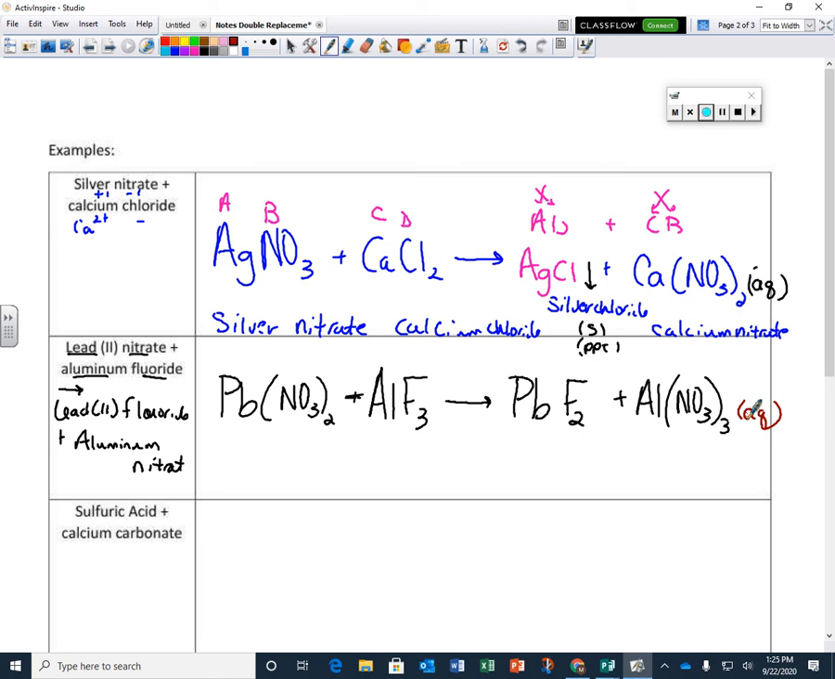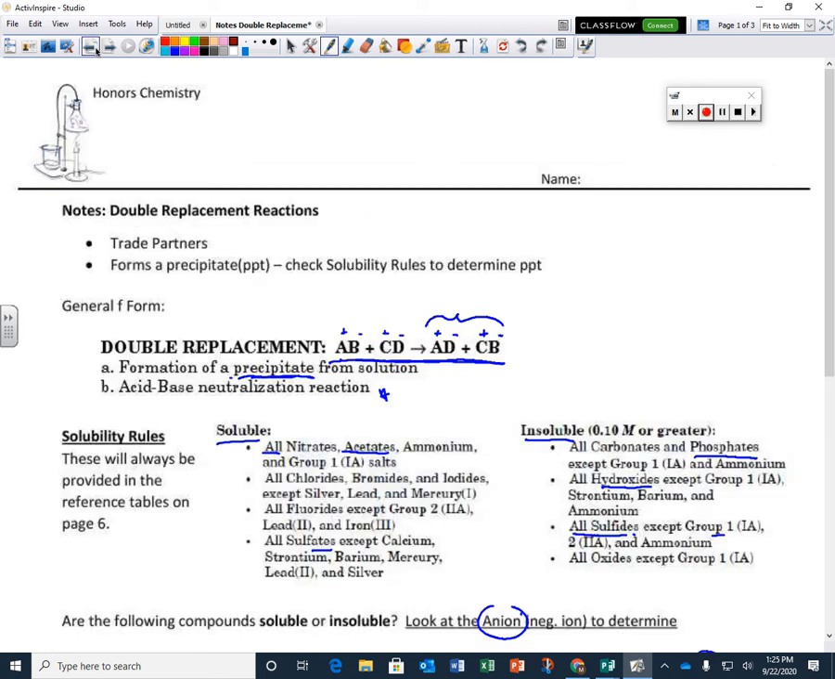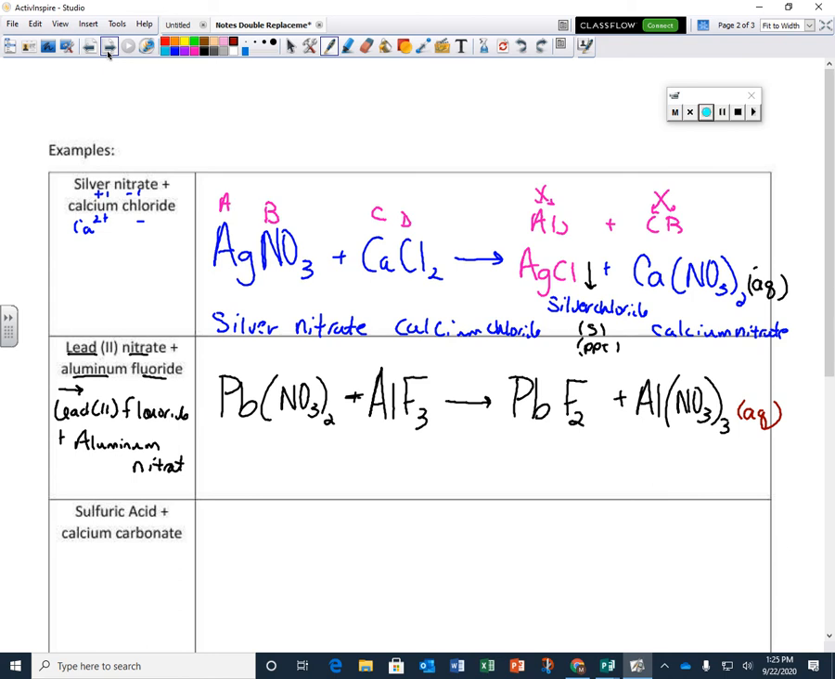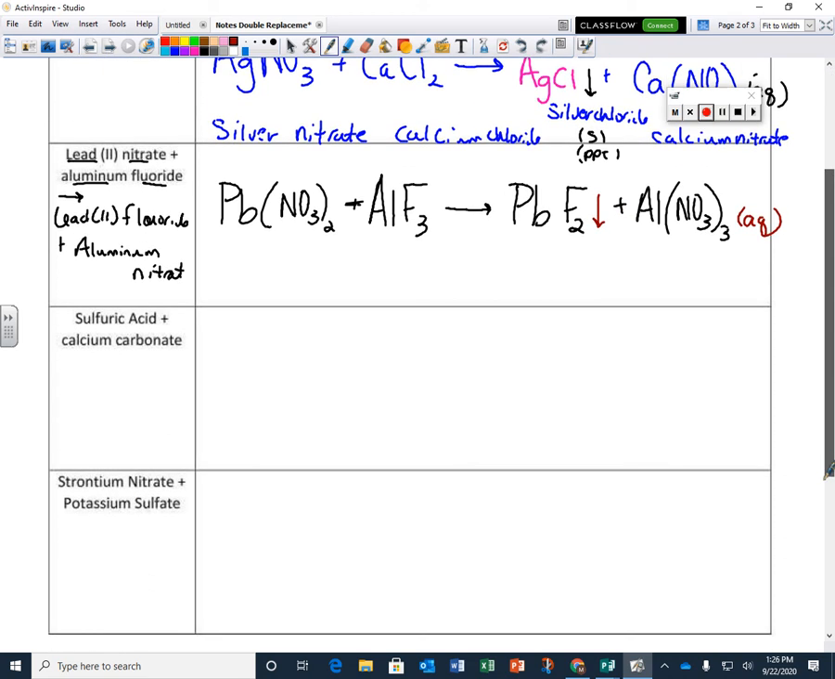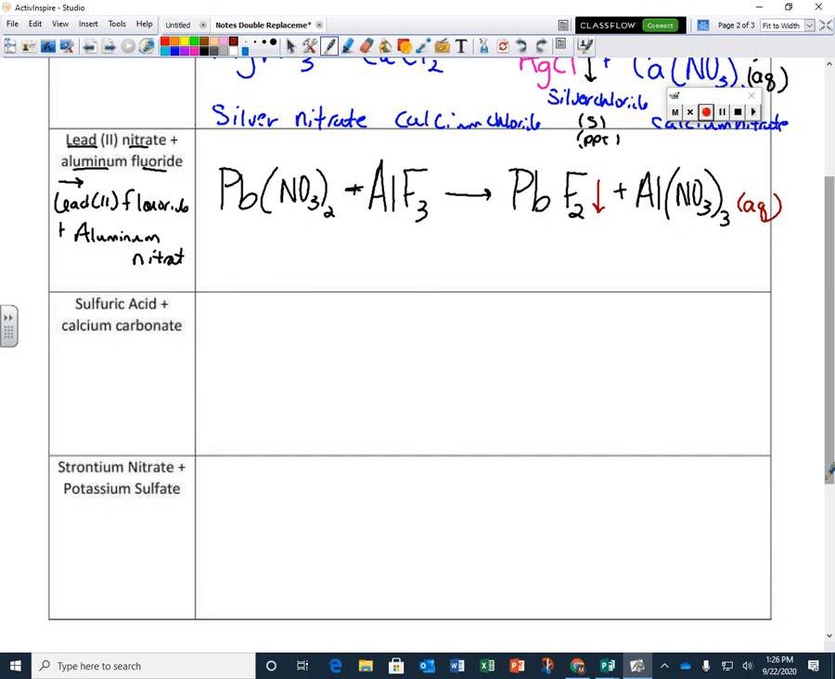You go back to the solubility rules. All chlorides, bromides, iodides. Is fluorides not on here? Oh, all fluorides are soluble except silver, lead, and mercury. So this will be our precipitate. Lead compounds are typically yellow in color. Really pretty.